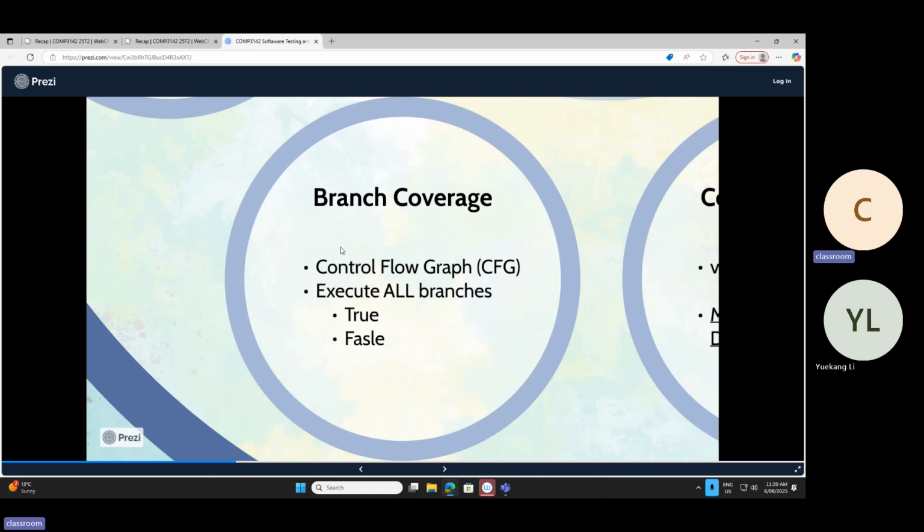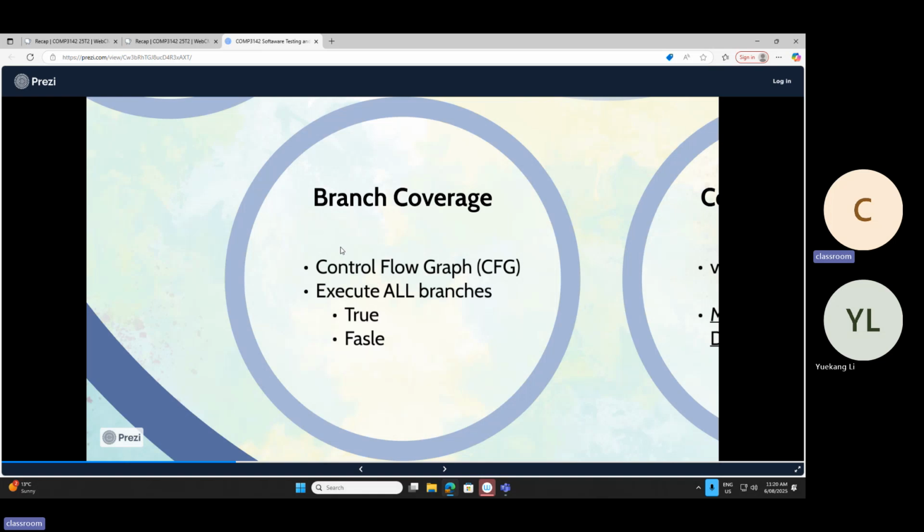So branch coverage is about the branches in the control flow graph. Branches are the points where the control flow diverges, right? For example, we can have conditional statements like if or switch, and after executing these conditional statements, the control flow of the program could diverge. It could either take the true branch or the false branch.